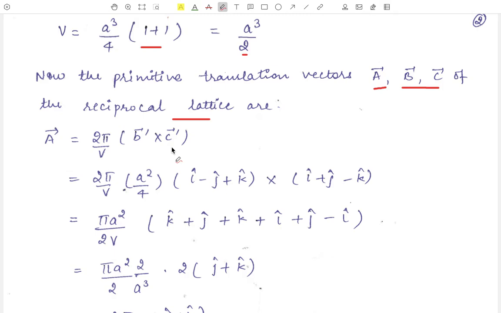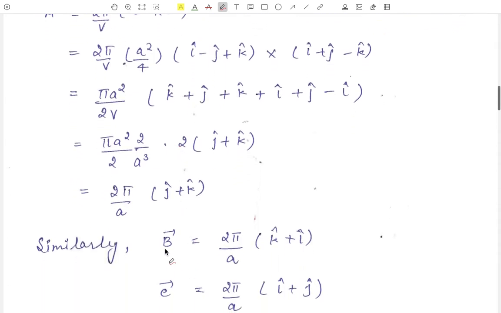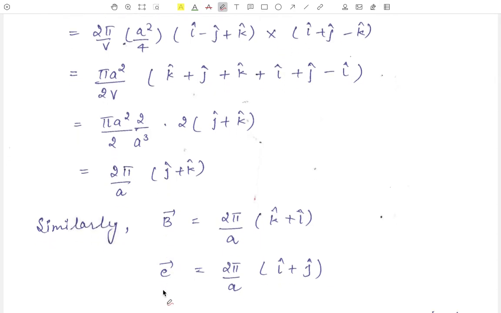यानी कि अगर हमें कैपिटल A वेक्टर की वैल्यू फाइंड आउट करनी है तो उसमें B डैश वेक्टर और C डैश वेक्टर की क्रॉस प्रोडक्ट होगी. अगर हमें कैपिटल B वेक्टर की वैल्यू फाइंड आउट करनी है तो उसमें C डैश वेक्टर क्रॉस A डैश वेक्टर, एंड कैपिटल C वेक्टर की अगर वैल्यू फाइंड आउट करनी है तो उसमें A वेक्टर क्रॉस B वेक्टर और A डैश वेक्टर क्रॉस B डैश वेक्टर.